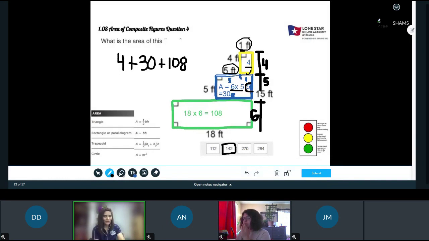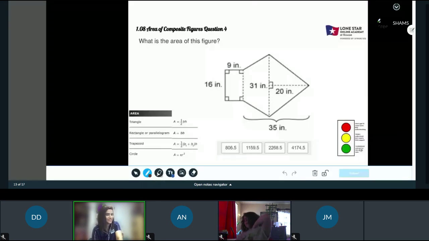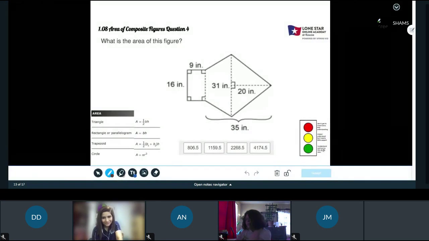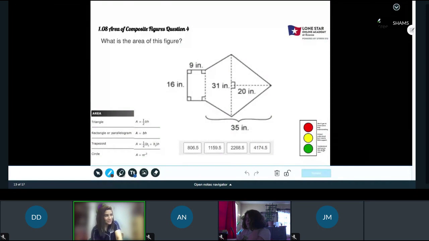Right? We'll go ahead and look at one more question, and the remaining we will do tomorrow. Here it is. This is such a good practice for composite figures. It's got such a variety of shapes in it.